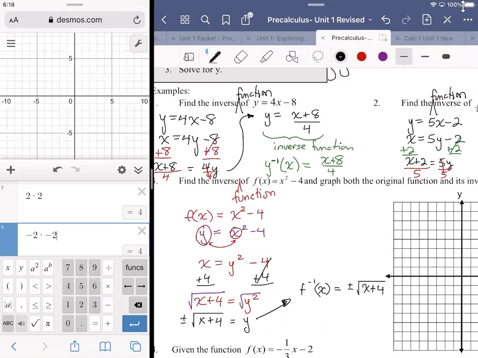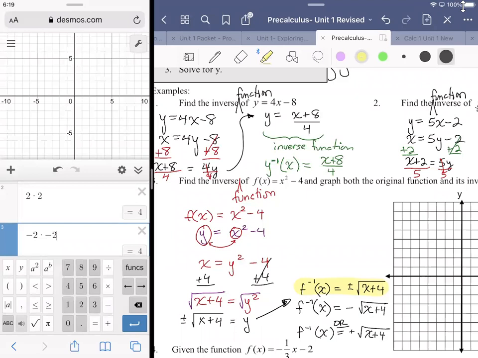Right, so what this means is that f inverse of x is equal to negative the square root of x plus 4, or f inverse of x is equal to the positive square root of x plus 4. All right, that's the interpretation. You only need to write this as a final answer, but those other things are the true meaning of the plus or minus square root of x plus 4.